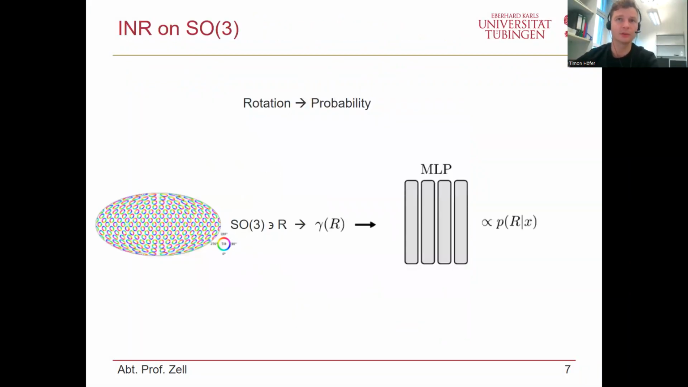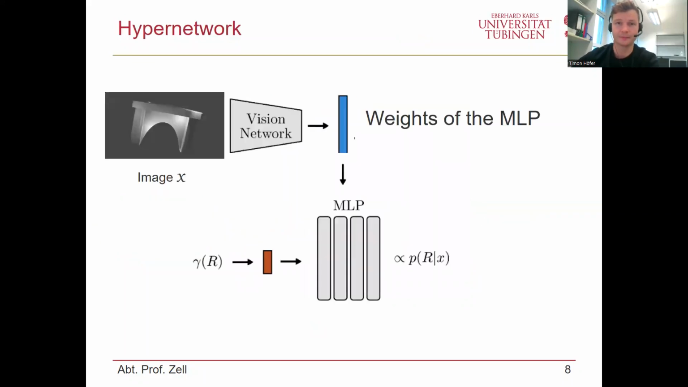In our work, we want to see whether it is possible to use an implicit neural representation on SO3. Specifically, we want the MLP to represent a probability distribution on the rotation manifold that maps a rotation to the probability of being the underlying rotation. Our architecture is as follows. We use a vision network, for example, a ResNet backbone, that takes an image as input and outputs the weights for another network. This means it acts as a hypernetwork. The network for which we predict the weights is the implicit neural representation that maps a discrete subset of SO3 to the individual probabilities of being the underlying rotation of the object present in the image.